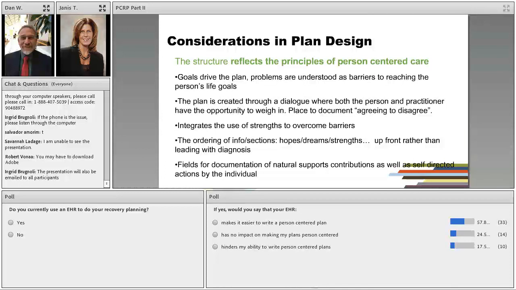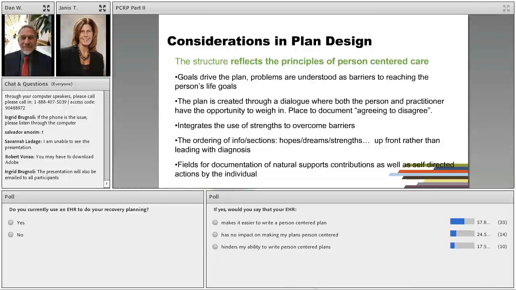So does a plan contain a place for this dialogue to take place and for it to be documented? Okay. As Janis mentioned, it's the idea of integrating the use of the strengths to overcome the barriers. So at this point, most of us have some place somewhere to list strengths. But if you embed it within the goal structure and hierarchy, you're much more likely to do those tie-ins that Janis was describing about, oh, how do I use this strength to overcome the barrier to get what I want?